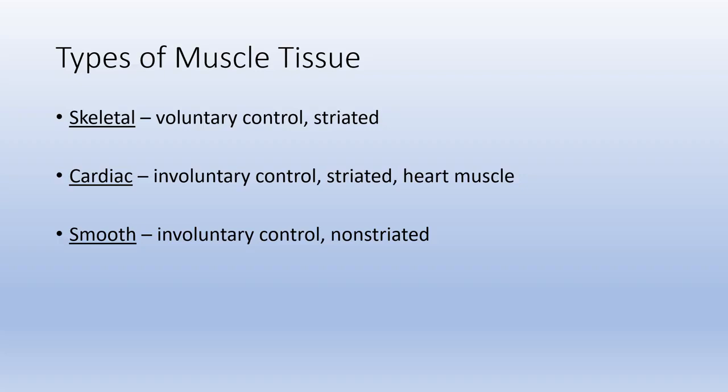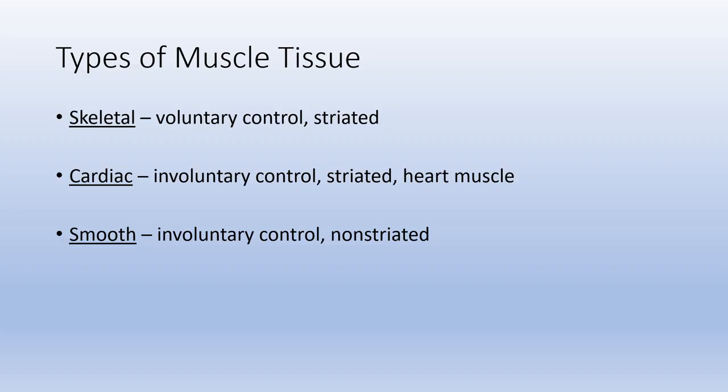Skeletal muscle is under voluntary control and it's striated, meaning when you look at it under the microscope, it looks like it has stripes to it. It can have more than one nucleus per cell. It tends to, when you look at it under the microscope, be in very nice parallel lines. There's no branching to it.